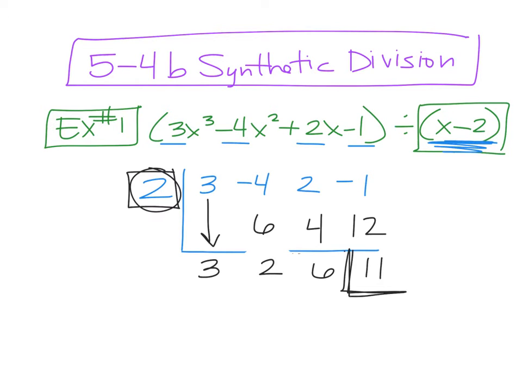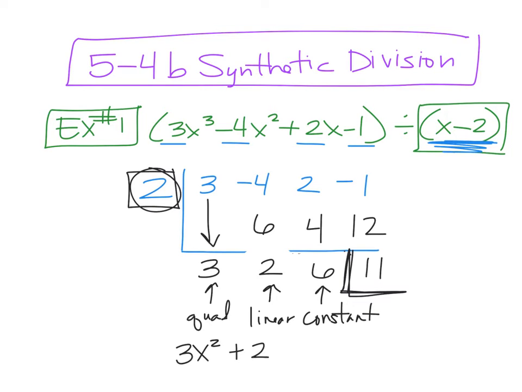This is your remainder. The rest of this is your, in this case, quadratic. So this will always be your constant term. This is your linear term. This is your quadratic term, which means it looks like this. 3x squared plus 2x plus 6, remainder 11.